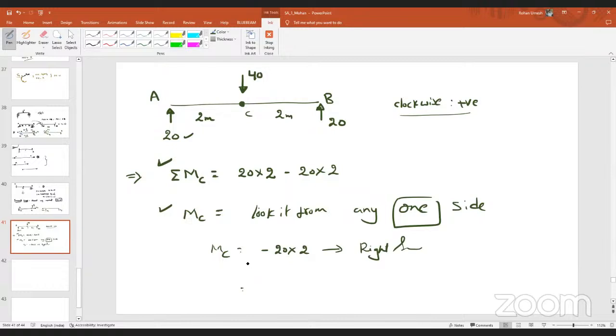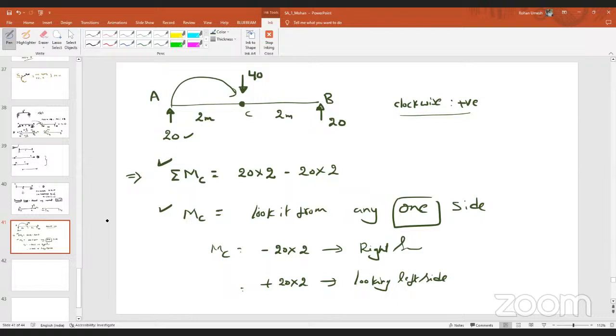Similarly, keep your hand at point C and look at the left side. Again, there is an upward force at point A. Because of that upward force, what will be the moment at point C? 20 into 2, that will be 40, clockwise. So plus 20 into 2. This is the moment if you are looking from the left side. If you add these two, how much should you get? 0.